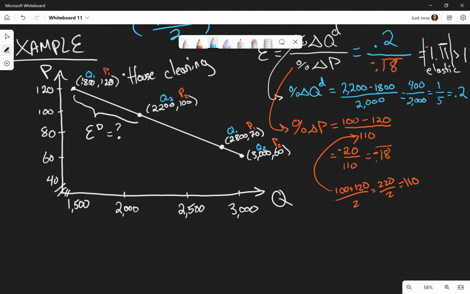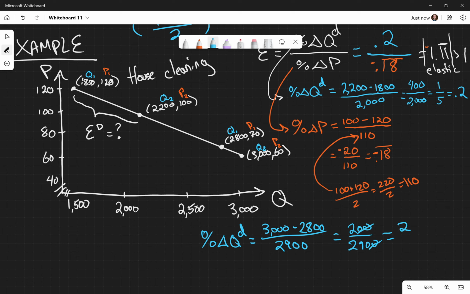And so our percentage change in the quantity demanded down here is going to be 3,000 minus 2,800 over 2,900. That's the midpoint between the two. So that ends up equaling 200 over 2,900, which is some gross fraction, 2 over 29. That's going to be 0.069.